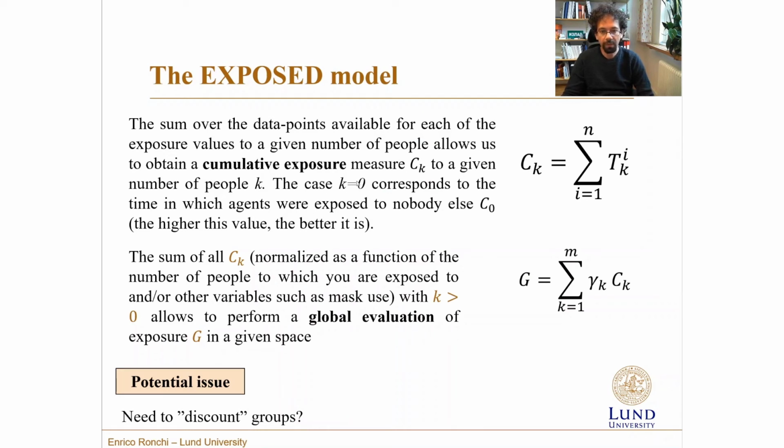So if I take the case of k equals 0, so if I'm not exposed to anybody, I can see that the higher that value is, the better it is. And all the others can give us an indication of a cumulative exposure to other people in the building. And then if I sum this up, I can have a global evaluation of the exposure. So basically, I can put some sort of a score on a given scenario, in a given evacuation condition, and see how people are exposed to each other.